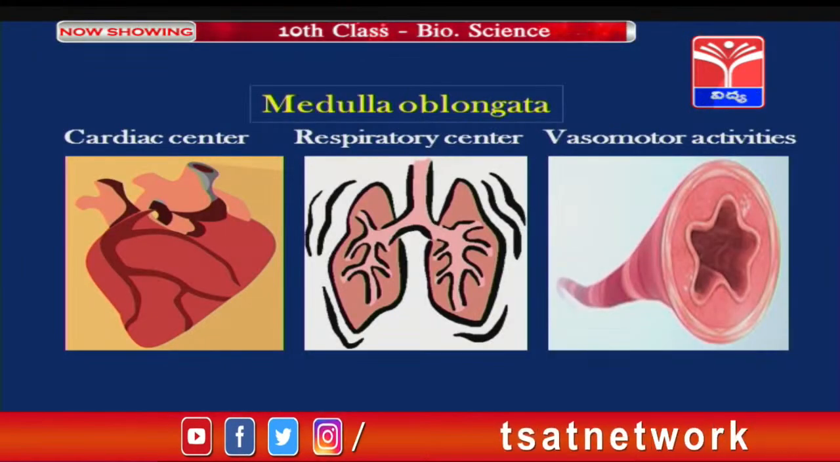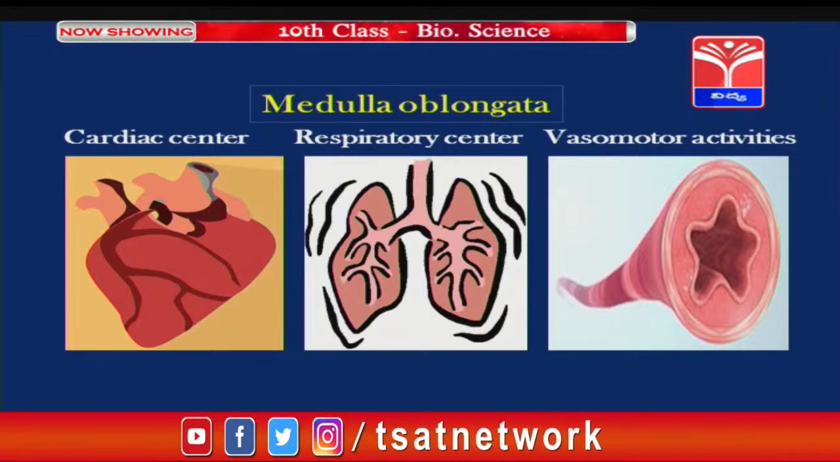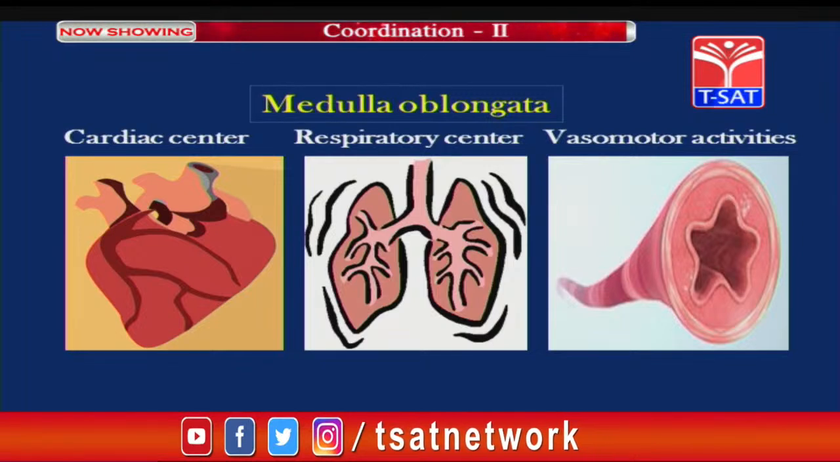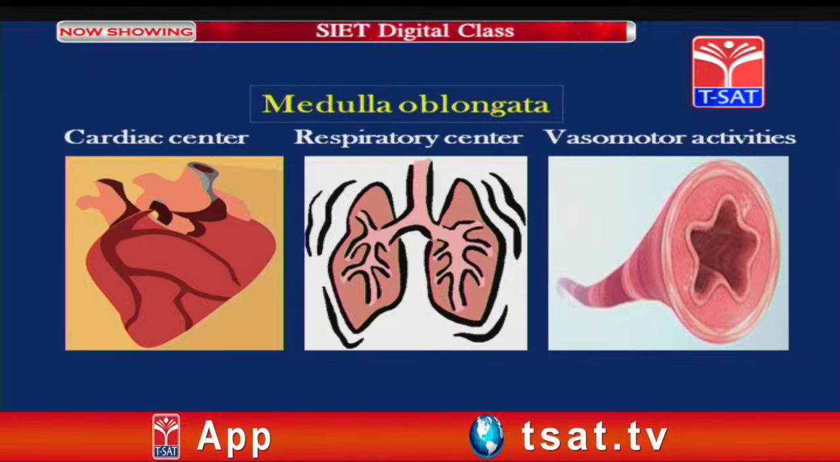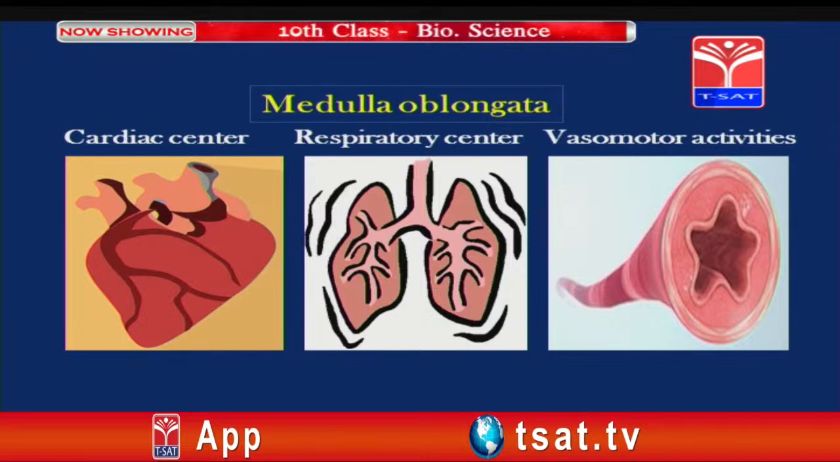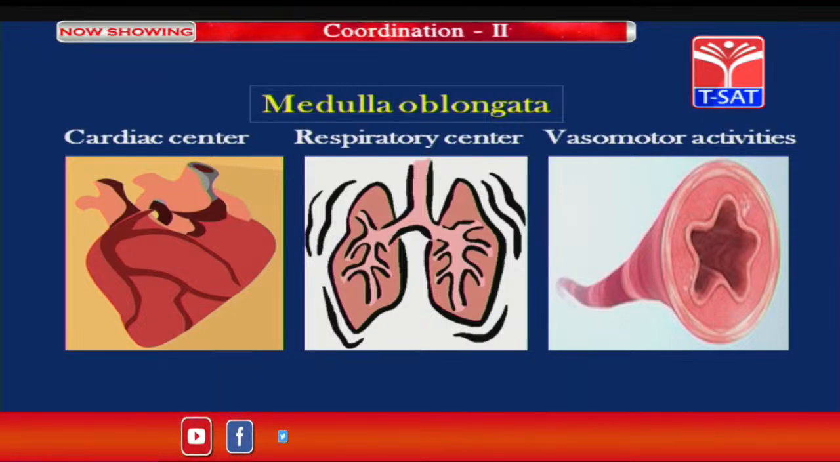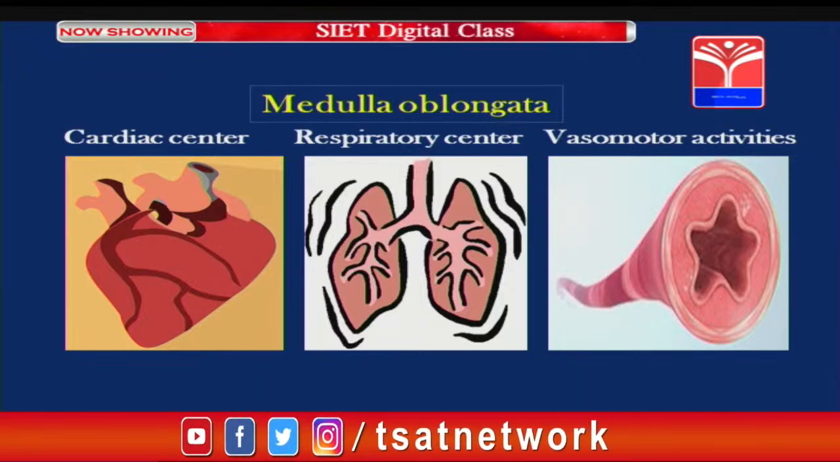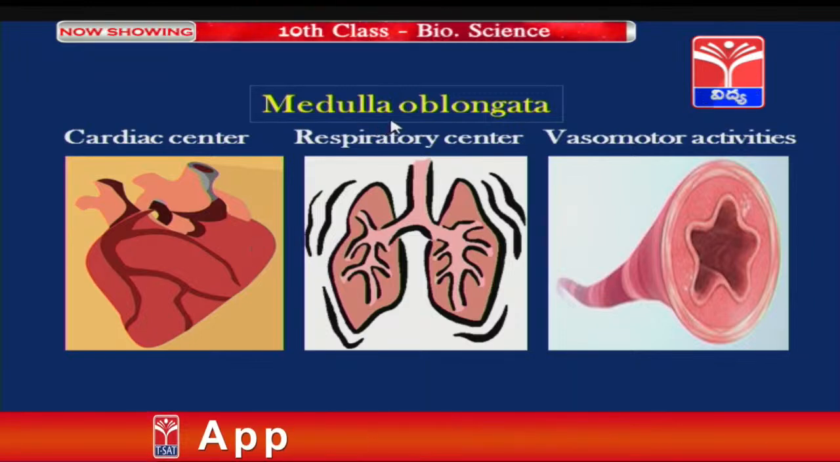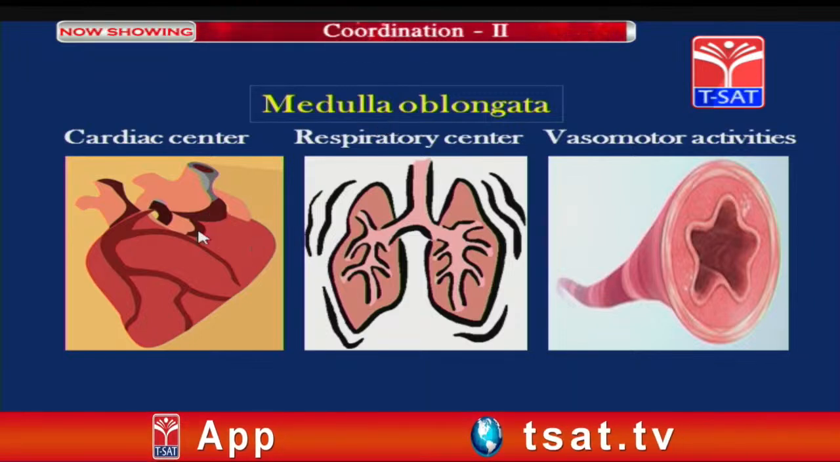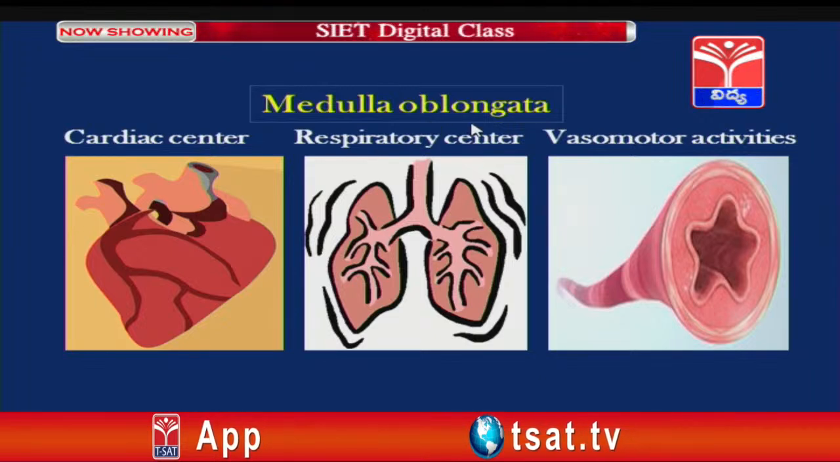Coming to the last part of the hind brain, the medulla oblongata. The medulla oblongata is considered a very important part of the human brain, which controls all the important involuntary actions of our body, such as the cardiac center. The cardiac center is in the medulla oblongata. Our heart beating is under the control of the medulla oblongata, which is done involuntarily.